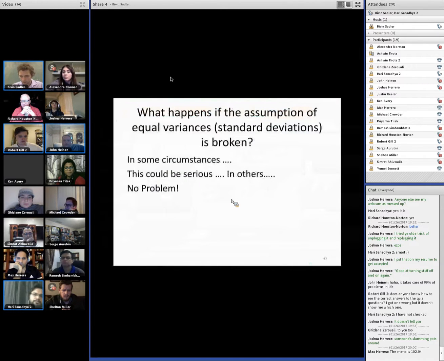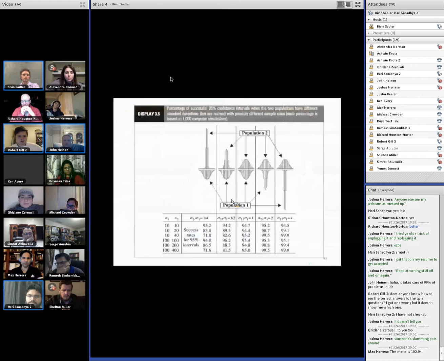So what happens if the assumption of equal variance is broken? This is where the other plot comes in. In some sense it could be serious, but in others, no problem. So you have this plot now. This is, again, 1,000 confidence intervals, which, remember, is also testing 1,000 hypothesis tests because there's a one-to-one correspondence between confidence intervals and hypothesis tests.